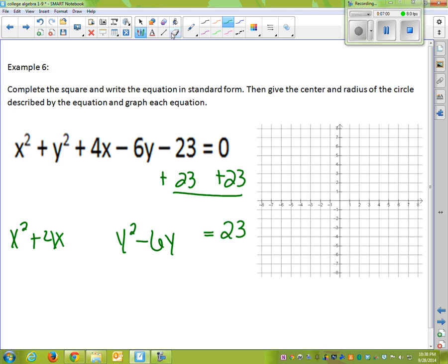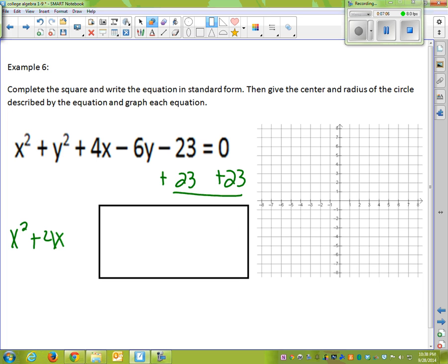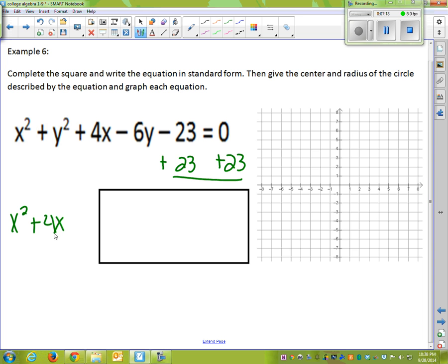For completing the square, I'm first going to just look at the x squared plus 4x. So ignore everything else for a moment. We've already learned the long process, so I'm just going to walk us through the short method. In completing the square, remember I wanted to create a trinomial to factor. I wanted to add something extra into this equation.